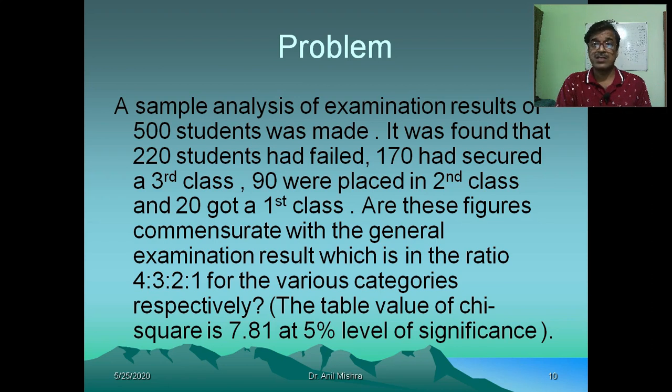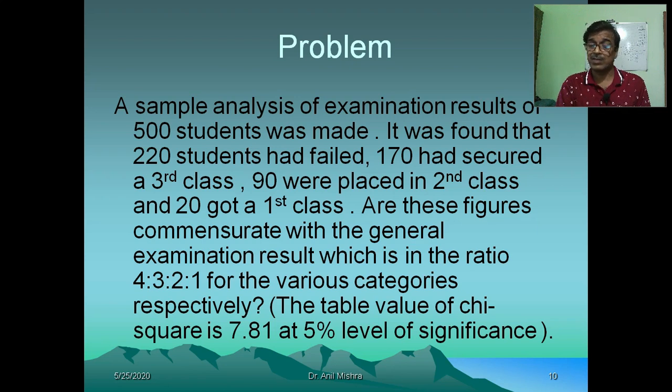These are the observed frequencies, but the expected frequency is of the ratio 40%, or 4 out of 10. If you take 500 students, 500 into 4 upon 10, that many students we have to calculate as the expected frequency for failed candidates. Similarly, 3 upon 10 into 500, in that pattern you have to calculate the expected frequencies. The question arises: is it a match with the observed frequencies, commensurate with the general examination result? We take the null hypothesis: no, it is not so, right? Then we set the alternate hypothesis: yes, it may be, right?